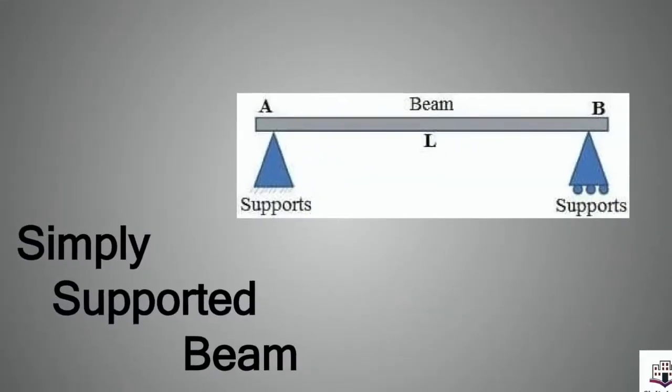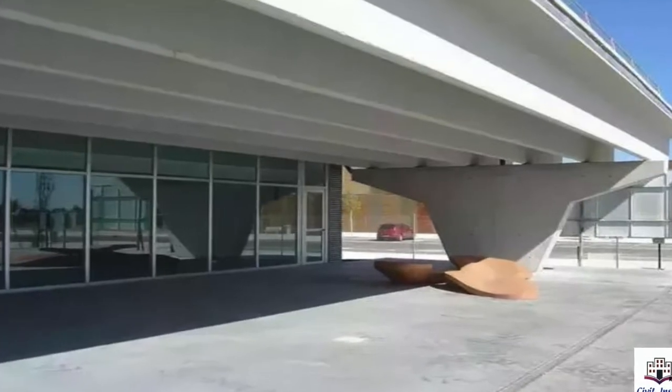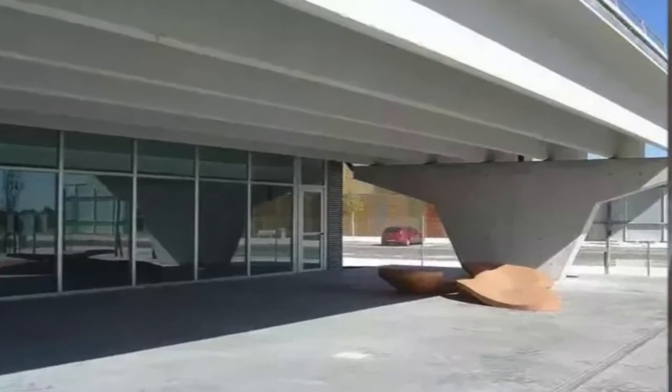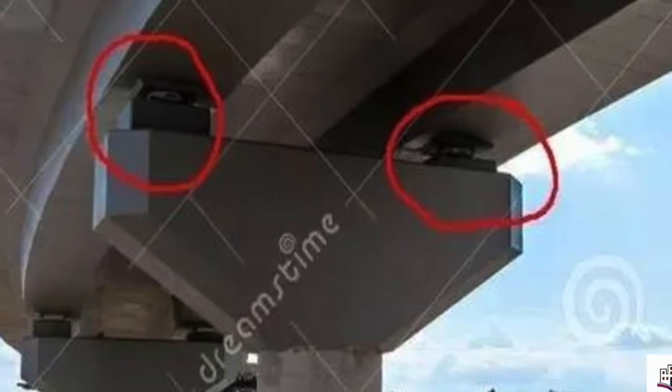Simply supported beam. It is one of the simplest structural elements that both ends rest on support but is free to rotate. It contains pinned support at one end and a roller support at the other end.